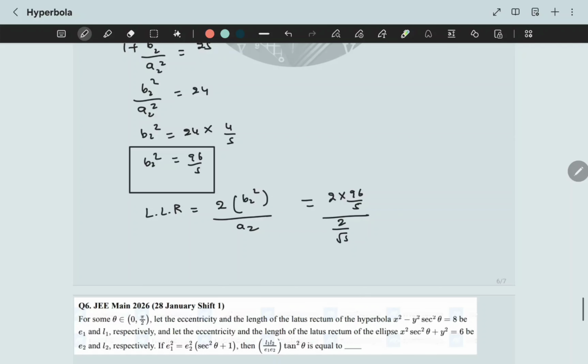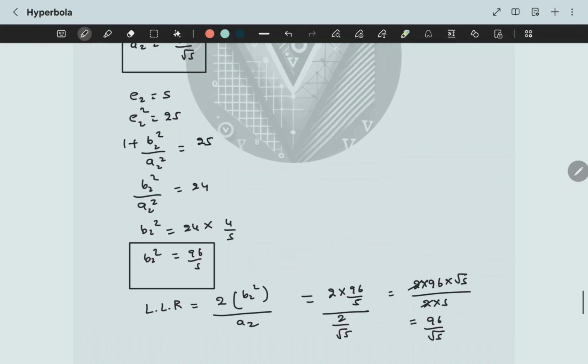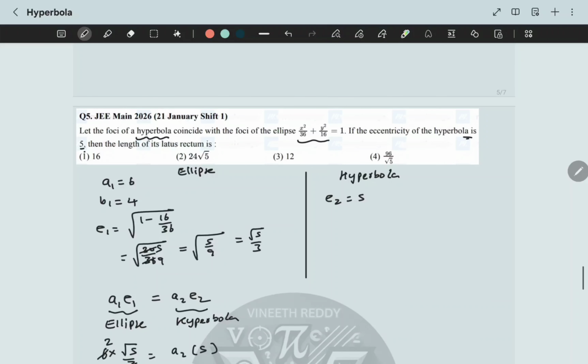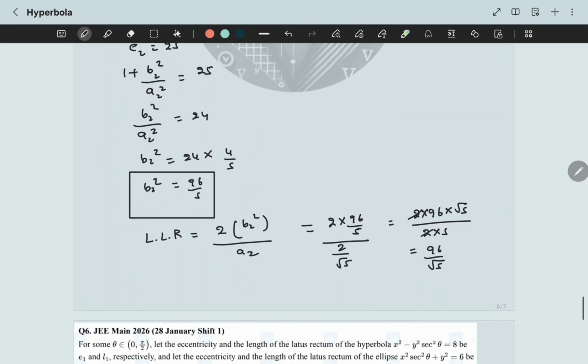Let me write it here, 2 divided by root 5, so we have 2 into 96 into root 5 by 2 into 5. So what can we do here? I think this should be 96 by root 5 if I am right, or it should be 96 root 5 by 5, one of it works. So 96 by root 5 is option 4. I think that is correct.